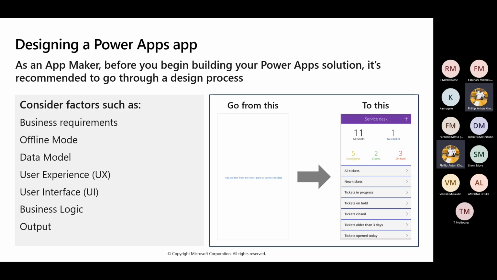Then you would also have to look at your business logic, making sure that the data you get from users is the correct data that you need. You apply your business rules to make sure that you have the data that you want.